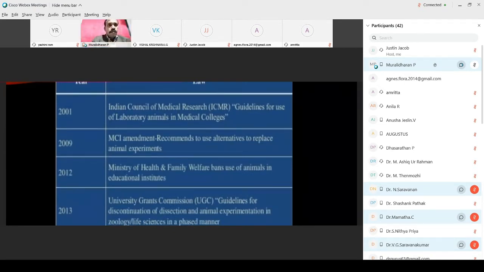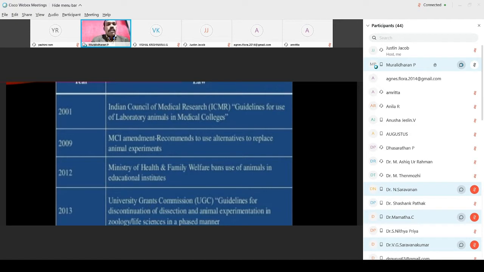Then, in the year 2001, the Indian Council of Medical Research, that is ICMR, framed the guidelines for use of laboratory animals in medical colleges. That was in 2001. And in 2009, the MCI amended the recommendations to use alternatives to replace animal experiments. So they made a recommendation in 2009 to use alternative experiments. And in 2012, the Ministry of Health and Family Welfare banned the use of animals in educational institutes. So only for the purpose of research they allowed.